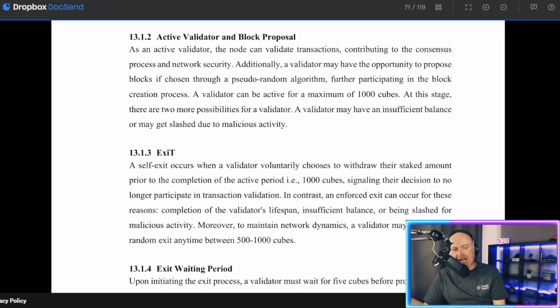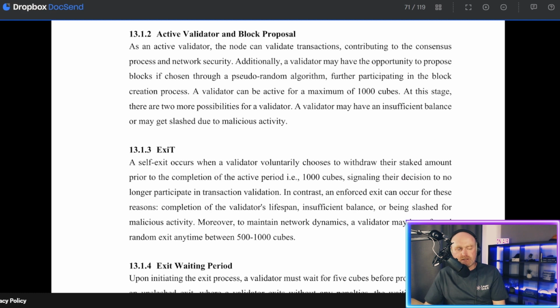13.1.2. Active validator and block proposal. As an active validator, the node can validate transactions, contributing to the consensus process and network security. Additionally, a validator may have the opportunity to propose blocks if chosen through a pseudo-random algorithm, further participating in the block creation process. A validator can be active for a maximum of 1,000 cubes. At this stage, there are two more possibilities for a validator. A validator may have insufficient balance or may get slashed due to malicious activity.